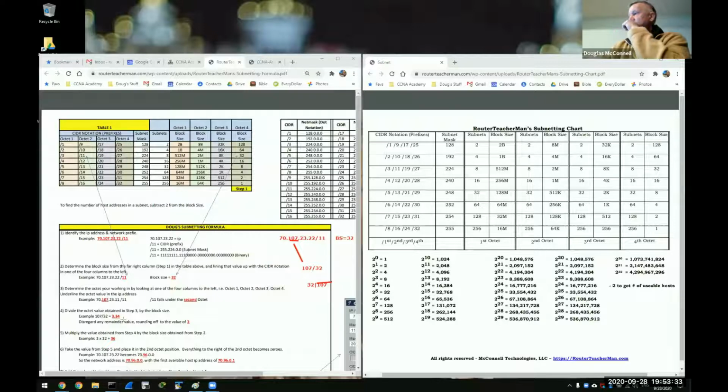So basically, how many times does 32 go into 107 is basically what we're saying. 3 times and some change, right? So we always disregard any remainder on this step. And we round it off to the value to the left of the decimal, 3. Okay?